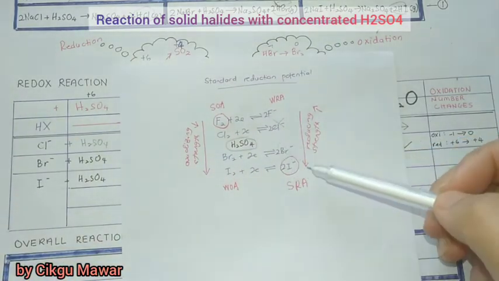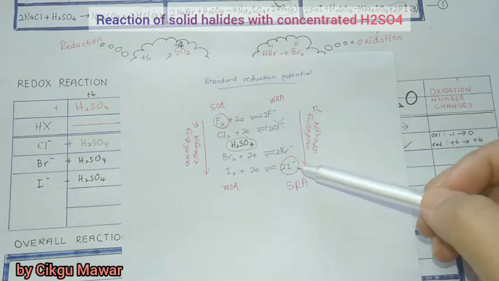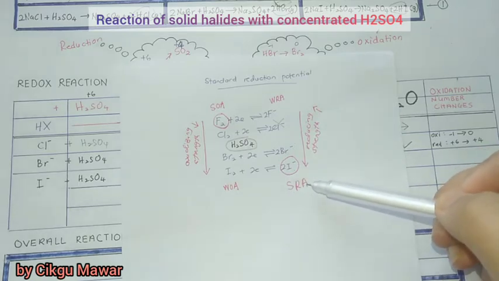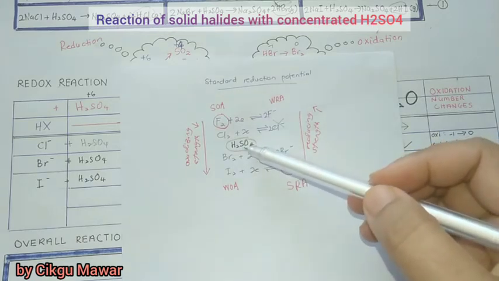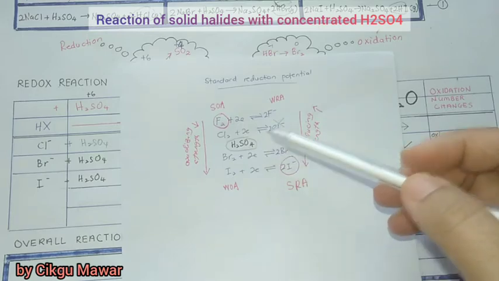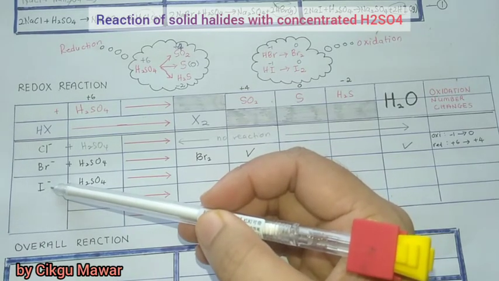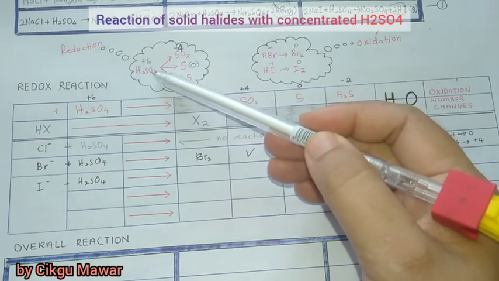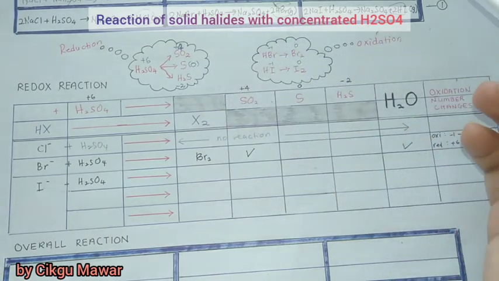So sulfuric acid is able to oxidize iodide to form iodine, and at the same time, iodide ion is a stronger reducing agent. Hence it is able to reduce the sulfuric acid to other compounds of sulfuric acid. Because of the stronger reducing agent of iodide, it is able to reduce the sulfuric acid to all the compounds here.